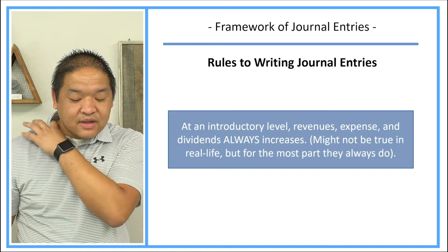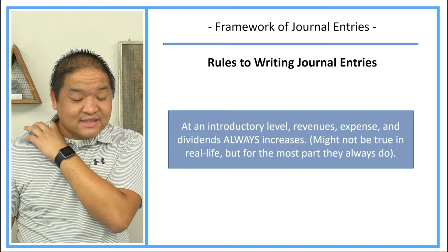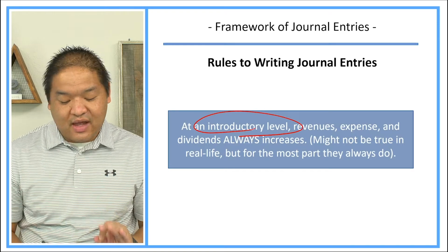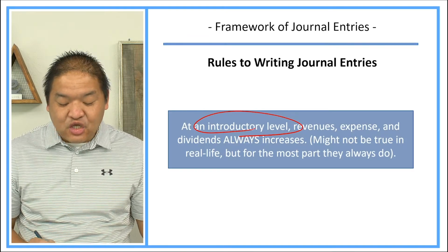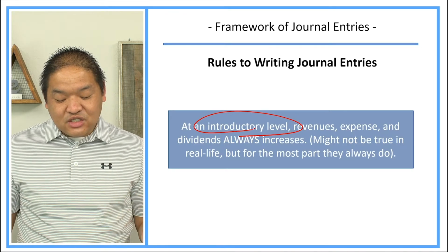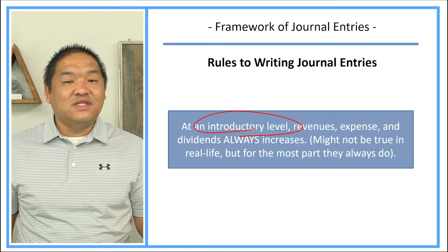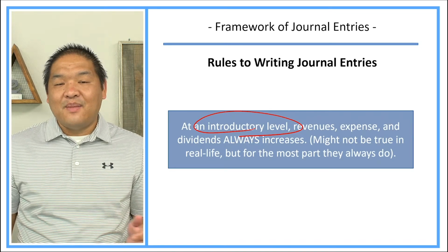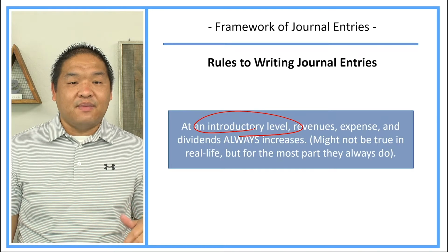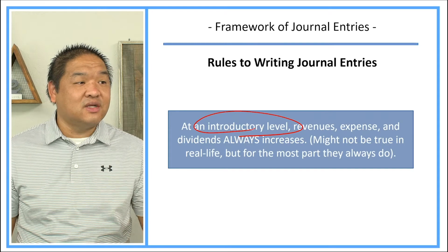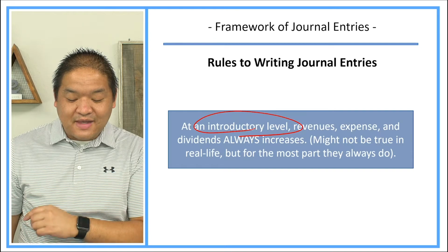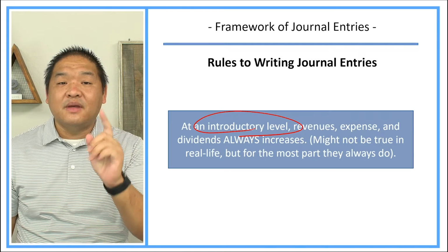Now, at an introductory level, revenues, expenses, and dividends always increase. And I say this as an introductory level, revenues, expenses, and dividends always increase. It might not be true in real life because there are situations where we might have to decrease one of these 3 components, but a vast majority of the entries are always going to be increasing. So when we think about debits and credits, the expanded accounting equation, and a journal entry that we have to do, we can almost be assured that revenues, expenses, and dividends will always go up, increase.